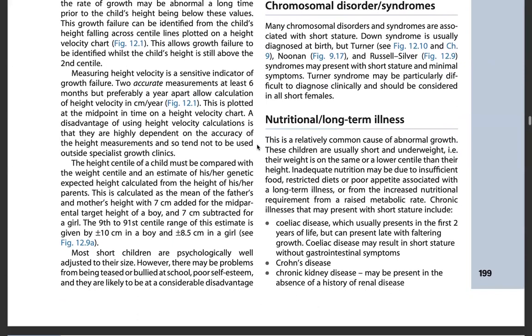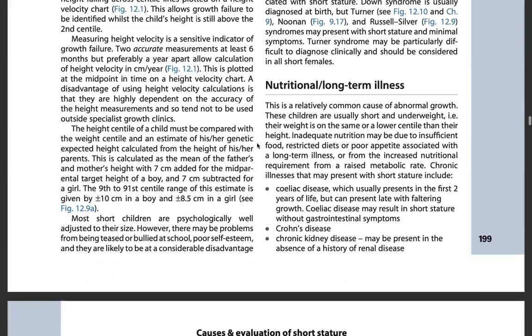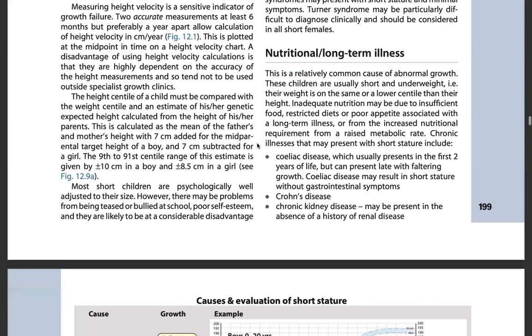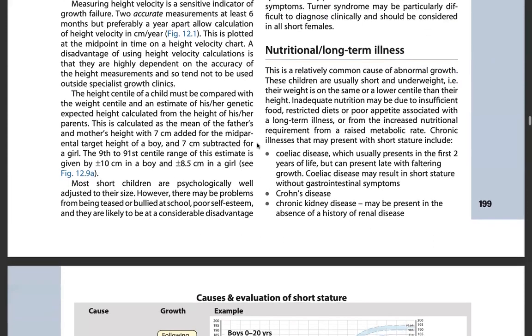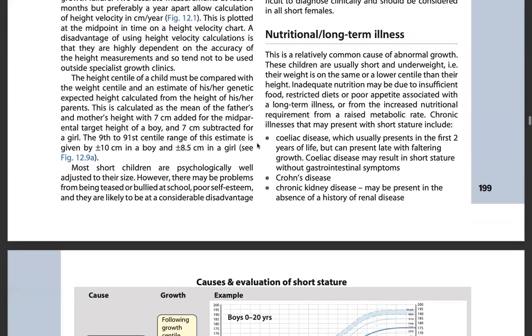Nutritional: long-term illness is a relatively common cause of abnormal growth. These children are usually short and underweight, i.e., their weight is on the same or a lower centile than their height. Inadequate nutrition may be due to insufficient food, restricted diets, or poor appetite associated with the long-term illness, or from the increased nutritional requirement from a raised metabolic rate.